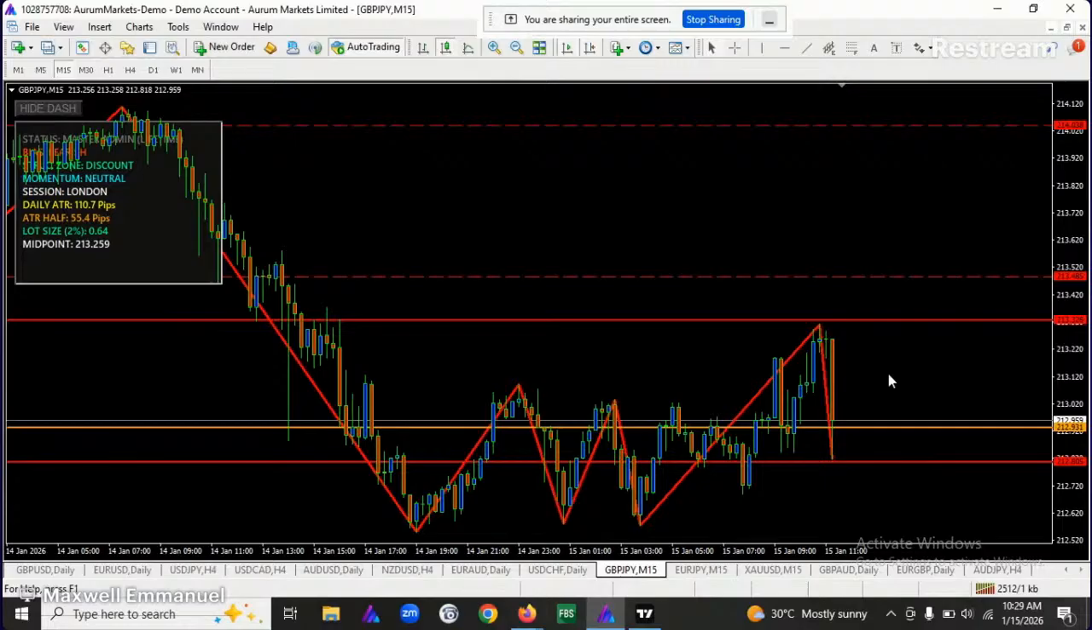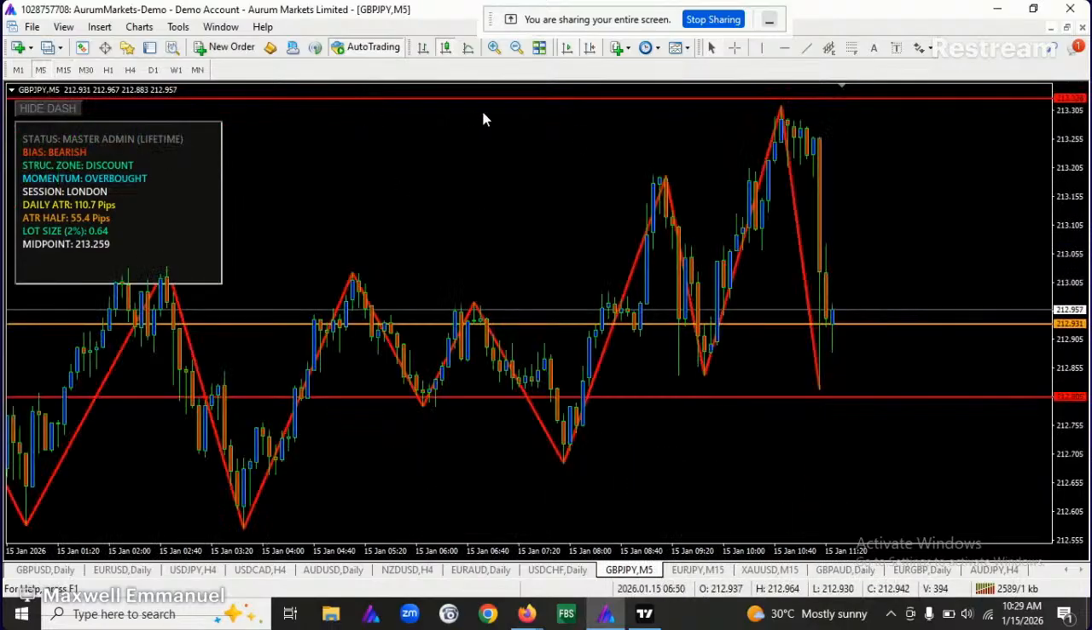I'm going to buy GBPJPY once this candle closes, that's by 11 a.m. Let me just see what's happening on the 5 minute and 1 minute time frame. Okay, good. I love what I'm seeing.